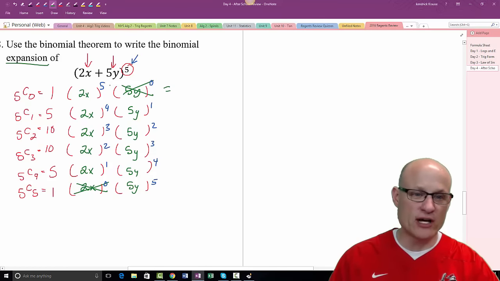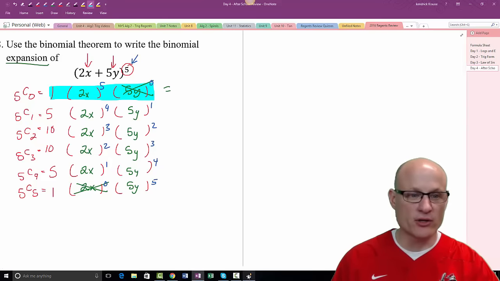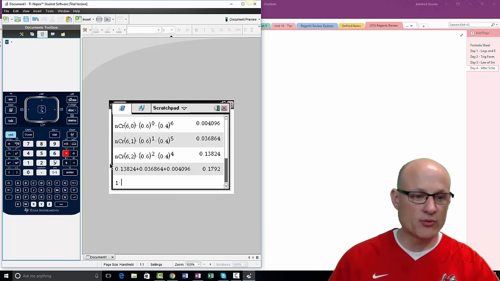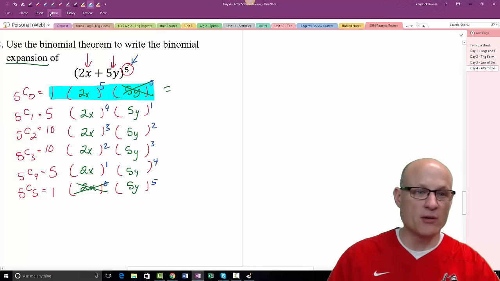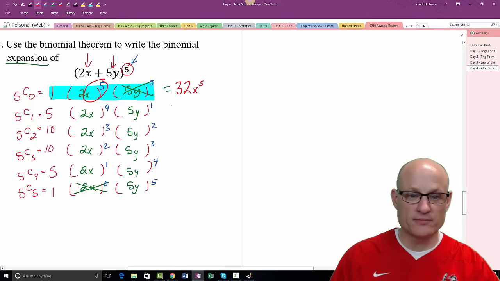So your goal now is to type all of this in, starting here, but just type in the numbers. So we're going to go to our calculator. We're going to go 1 times parenthesis 2. Don't type in the variables raised to the 5th. Now if you want, you can put in 5 raised to the 0, parenthesis 5 parenthesis raised to the 0. Enter, 32. So this becomes 32x to the 5th. No y's. The next one's going to have y's.